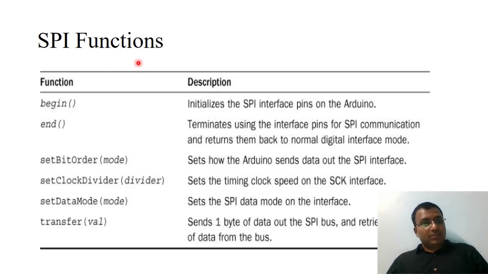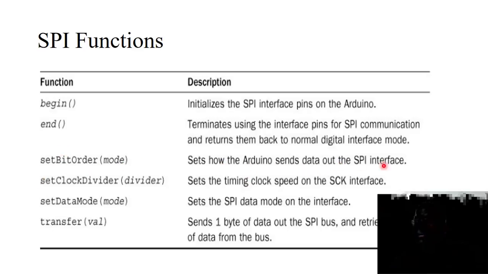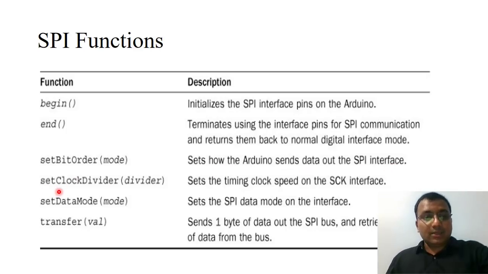There are some standard SPI functions available, like begin, which initializes the SPI interface pins on the Arduino; end, which terminates the SPI communication; set bit order, which sets how the Arduino sends the data out through the SPI interface; set clock divider, whose argument is a divider, which sets the clock speed on the SCK interface; set data mode, which sets the data mode on the interface; and transfer, which sends 1 byte of data out on the SPI bus and retrieves 1 byte of data from the bus.